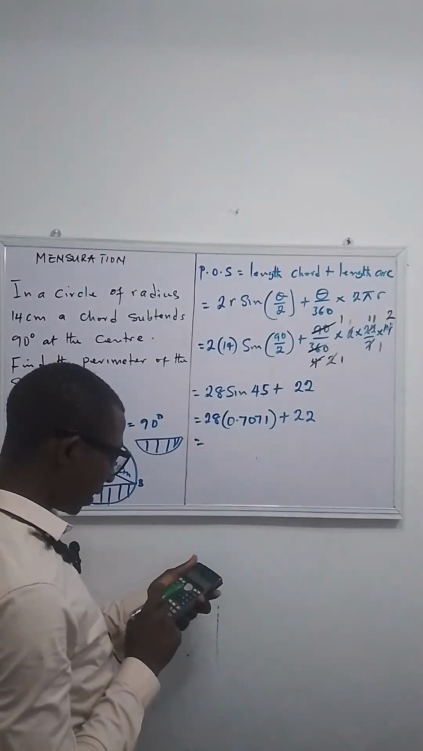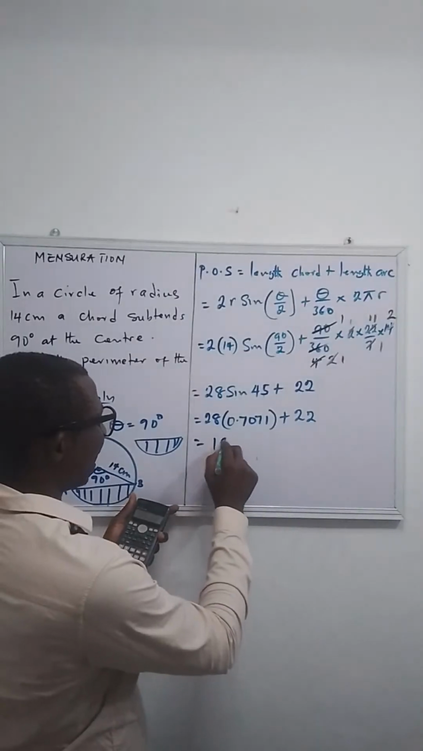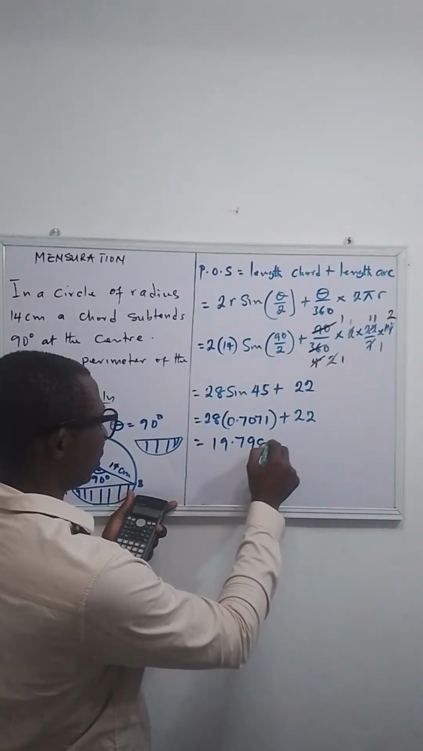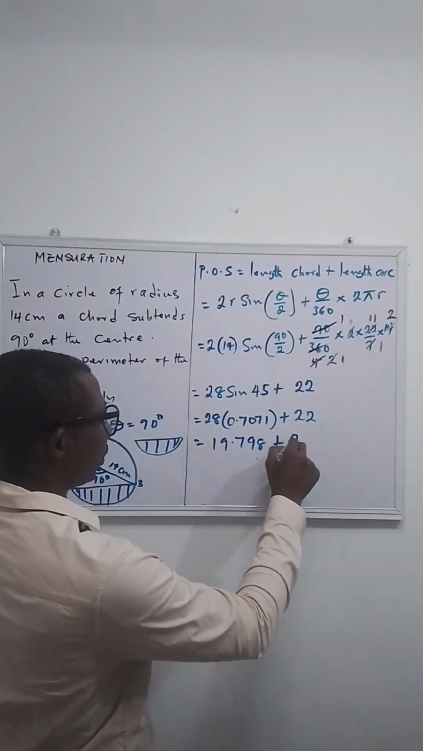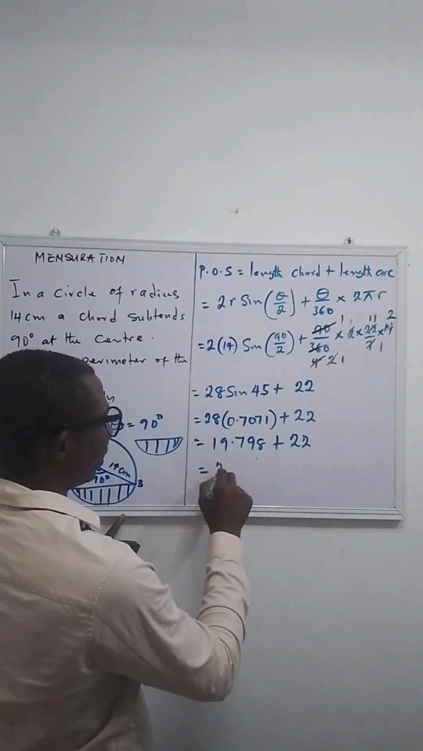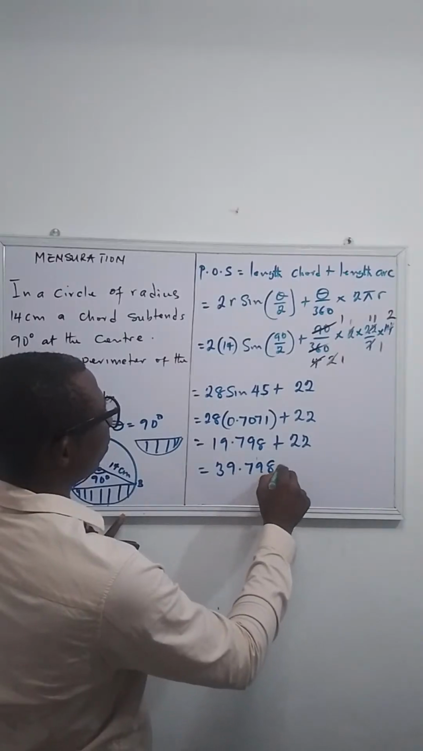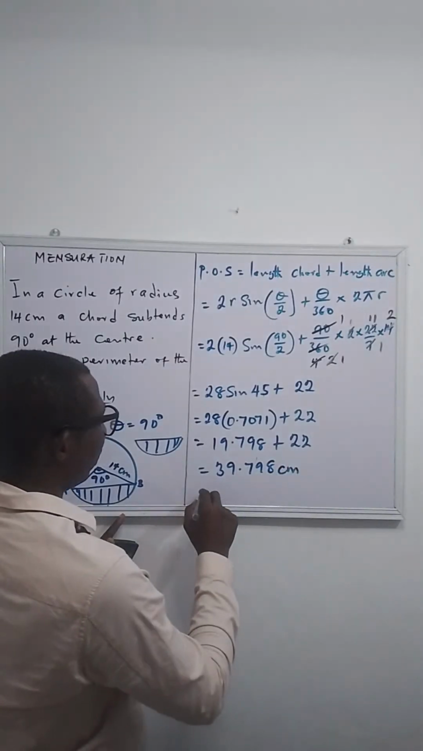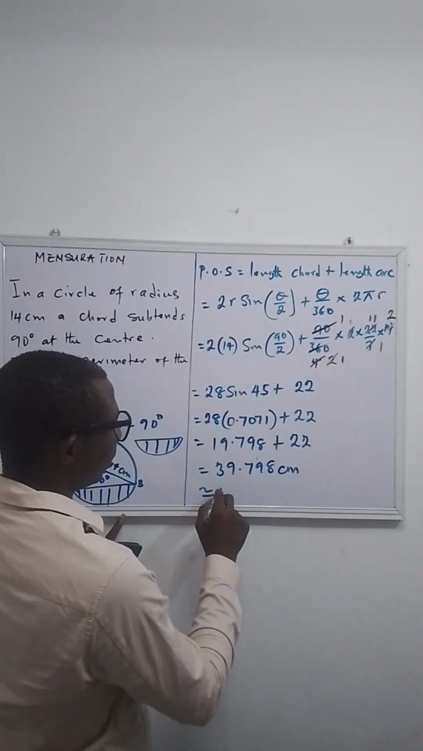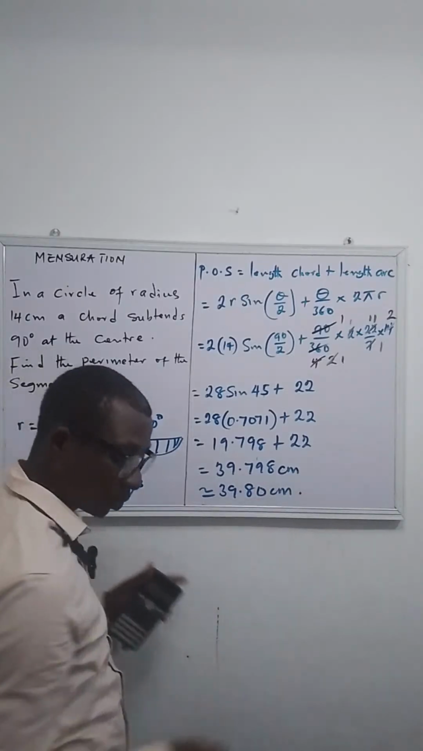You multiply this times 28. So what do you have when you multiply? I think you have 19.798 plus 22. So your answer now becomes 39.798. So you can correct your answer to the nearest 2dp. If you correct it to 2dp, that's going to be 39.80. So this is going to be the answer to the problem.